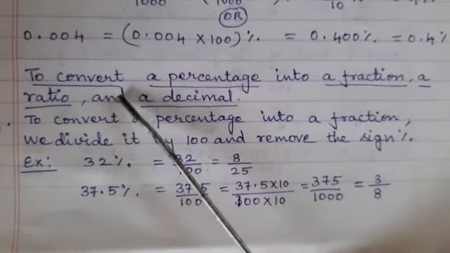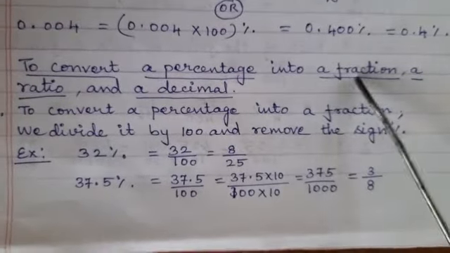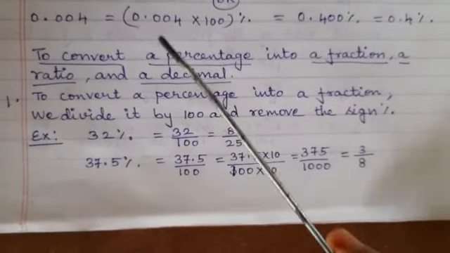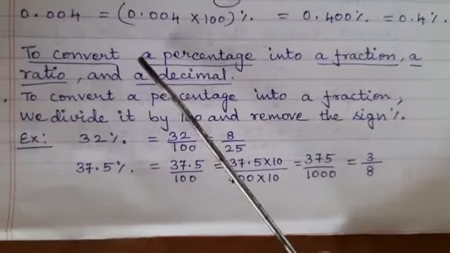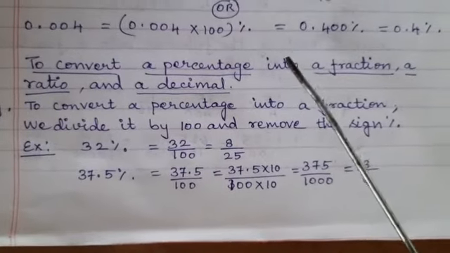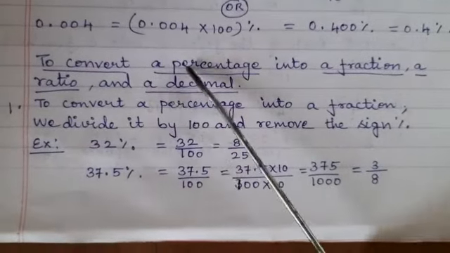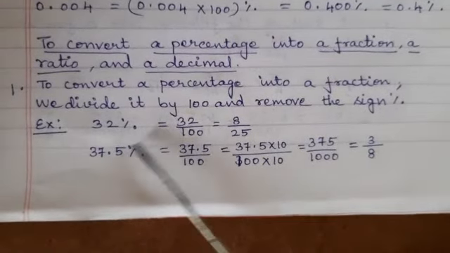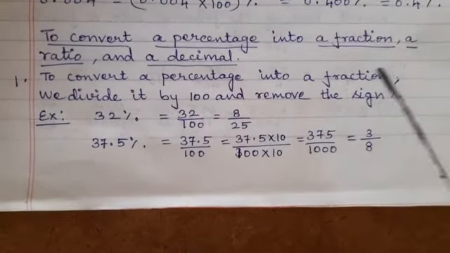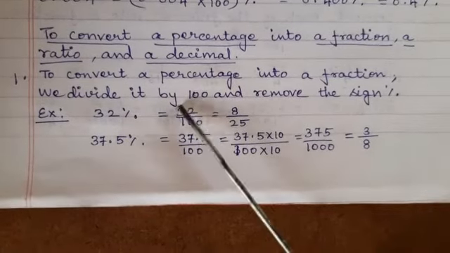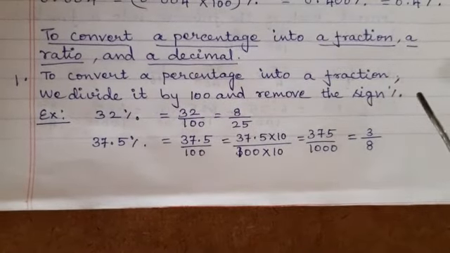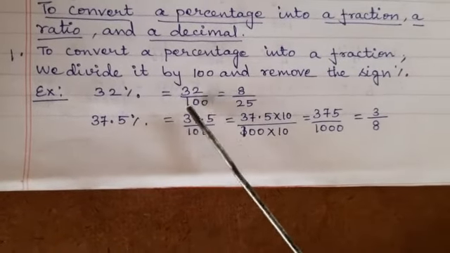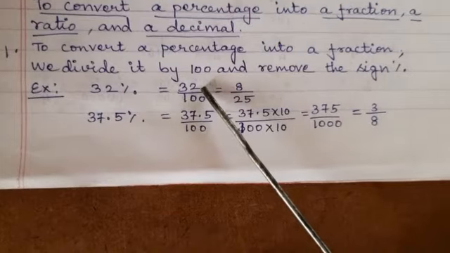Now convert a percentage into a fraction, a ratio and a decimal, that is vice versa. Previously we have seen converting fraction, ratio and decimal into percentage. Now we are converting a given percentage into fraction, ratio and decimal. So what to do here? To convert a percentage into a fraction, we divide it by 100 and remove the percentage sign. Here the example, 32 percentage. So how can we write it as a fraction? 32 by 100.